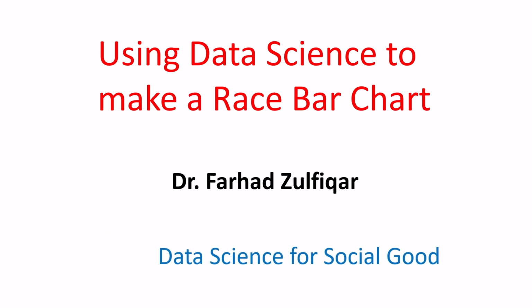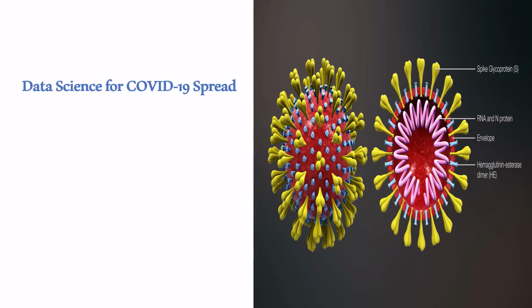We will use data science for making a race bar chart. In this video, I will talk about the use of data science to make a race bar chart by taking the example of the spread of coronavirus disease, also known as COVID-19. The details about coronavirus, its origin, spread, economic cost, and way outs are discussed in my previous video, which is linked above on the left corner.